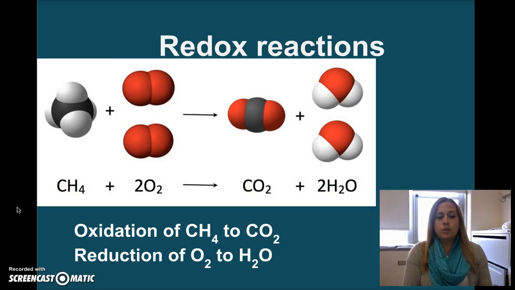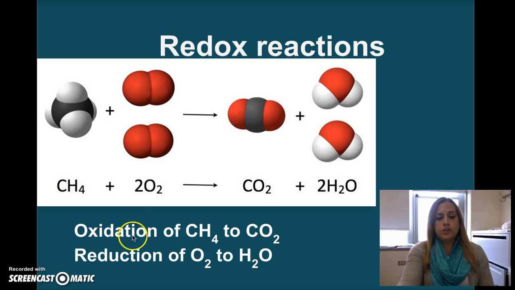So here's an example of a redox reaction. You've got your methane right here, CH4, and then you've got 2 oxygen. Those are the reactants. The products of this reaction are carbon dioxide and water. So the methane is being oxidized because we are taking off those hydrogens that were attached to it. Here we have a carbon with hydrogens attached. Here we have a carbon with no hydrogen, so it's been oxidized.